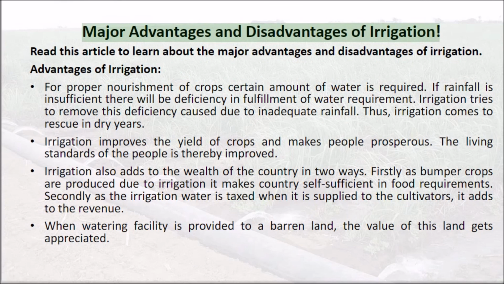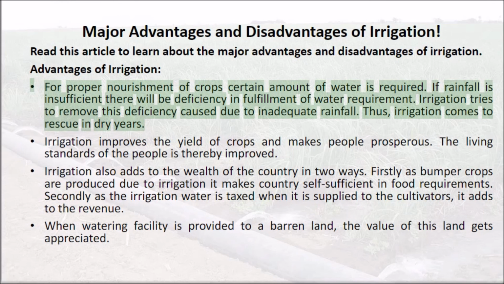Major advantages and disadvantages of irrigation. Read this article to learn about the major advantages and disadvantages of irrigation. Advantages of irrigation. For proper nourishment of crops, a certain amount of water is required. If rainfall is insufficient, there will be deficiency in fulfillment of water requirement. Irrigation tries to remove this deficiency caused due to inadequate rainfall. Thus, irrigation comes to rescue in dry years.